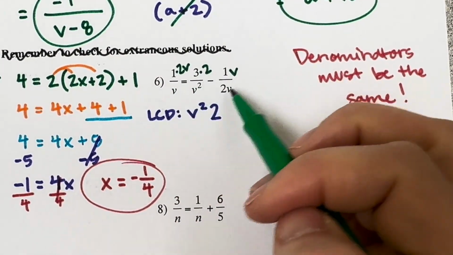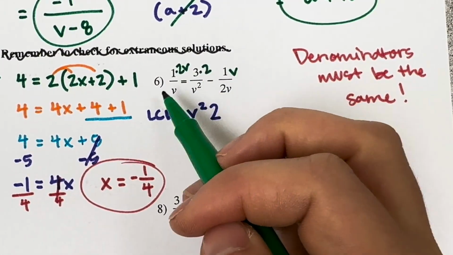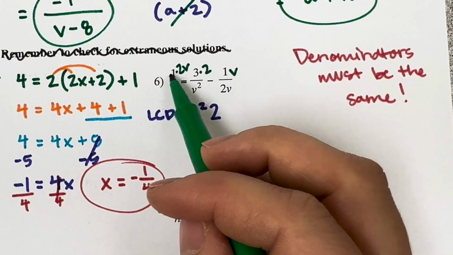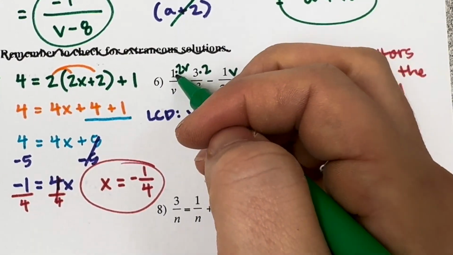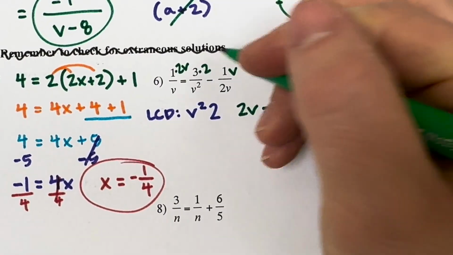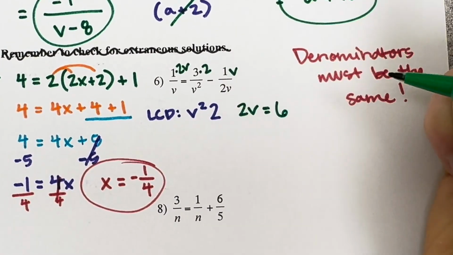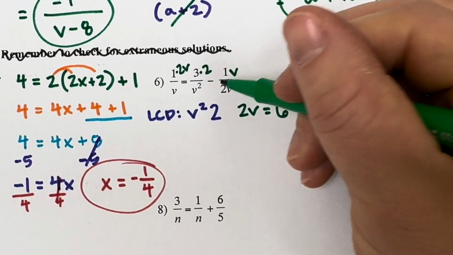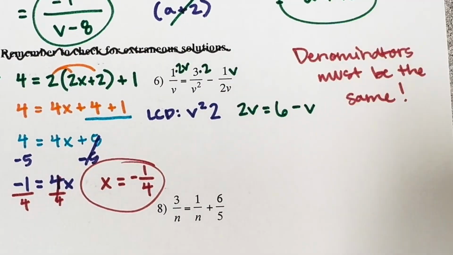Okay, I've made them all the same. I've given them the pieces that they need. I don't care about the denominators anymore. I just care about the numerators. 1 times 2v is just 2v, equals 3 times 2 is 6, minus 1 times v is just v.